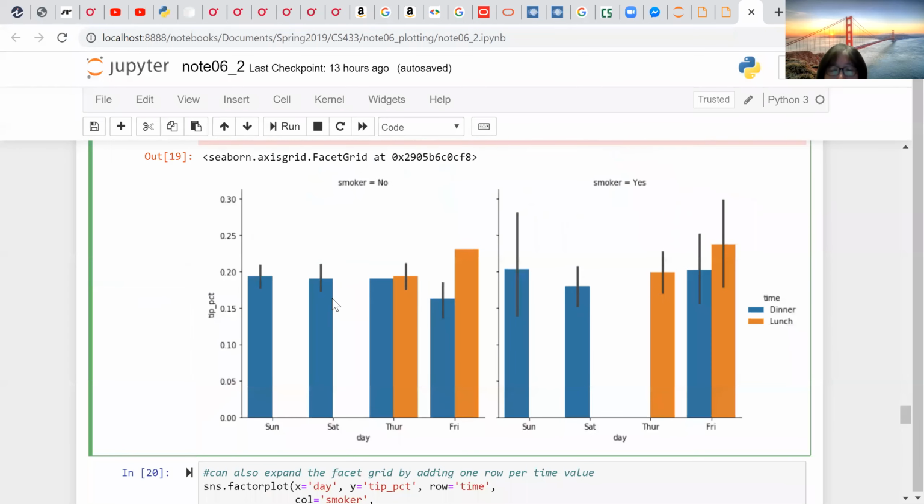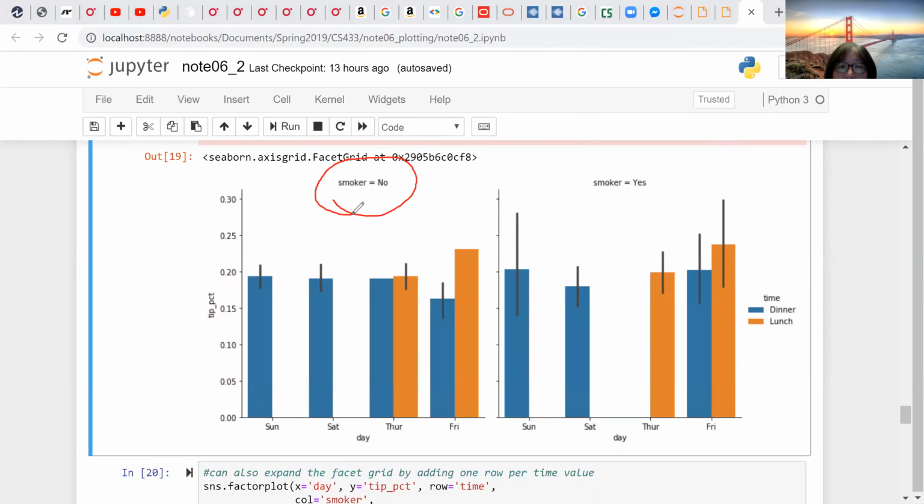First, let's take a look at the result. Over here, we have two plots, not a single one. For these two plots, you have a comparison: you have the non-smoker one versus the smoker one.